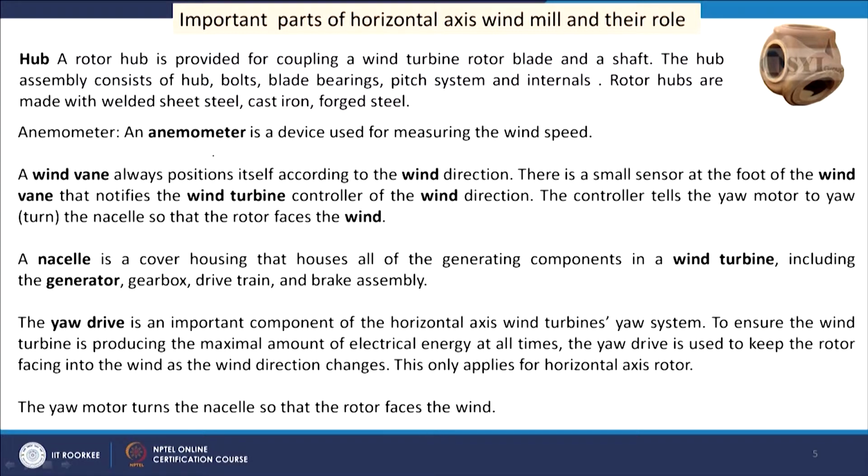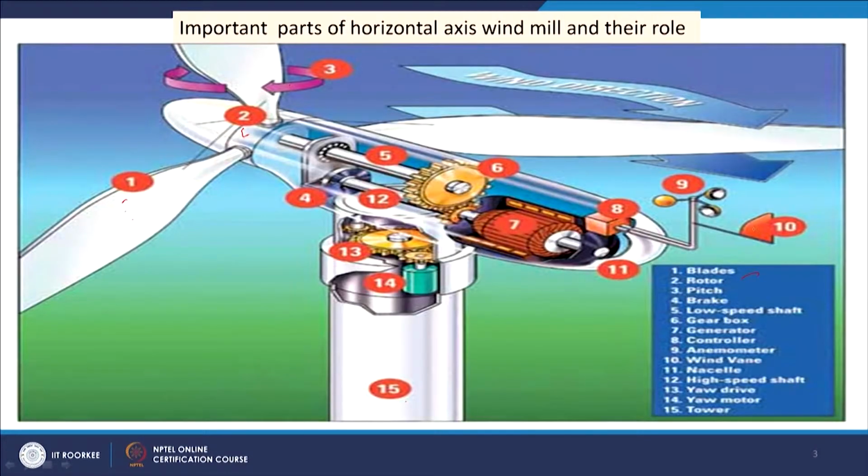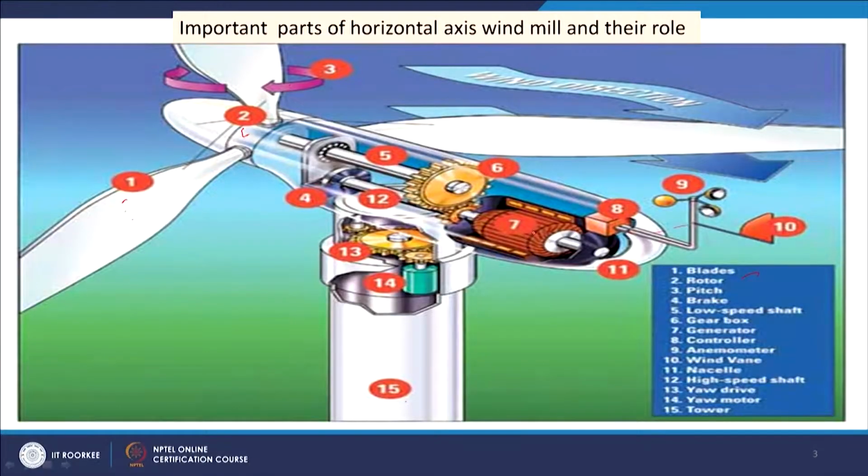And then anemometer is a device used for measuring the wind speed, and the wind vane always gives the direction of wind, and this at the bottom is attached with this control unit. That control unit gives a signal to the nacelle to move it according to the wind speed. So, the total arrangement moves in such a way that maximum wind can be used.